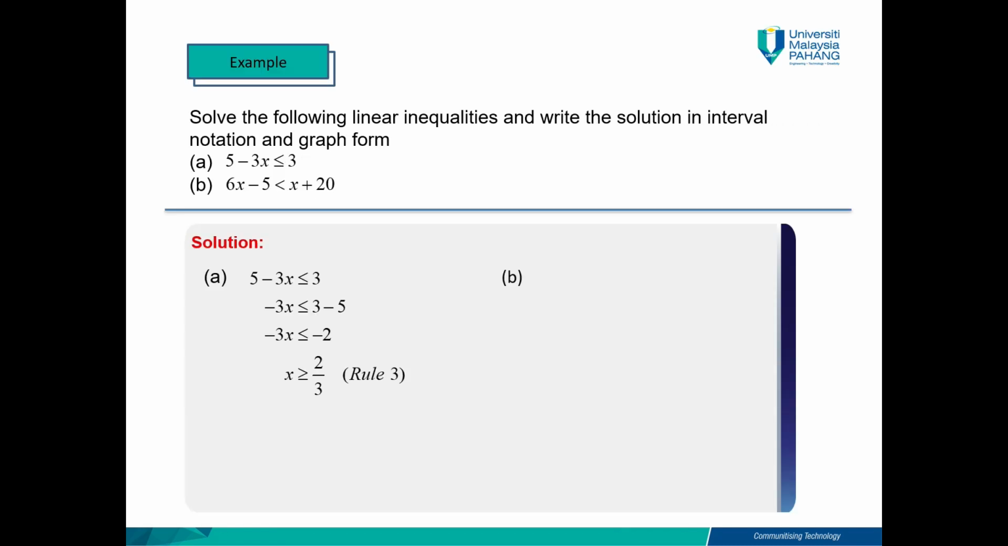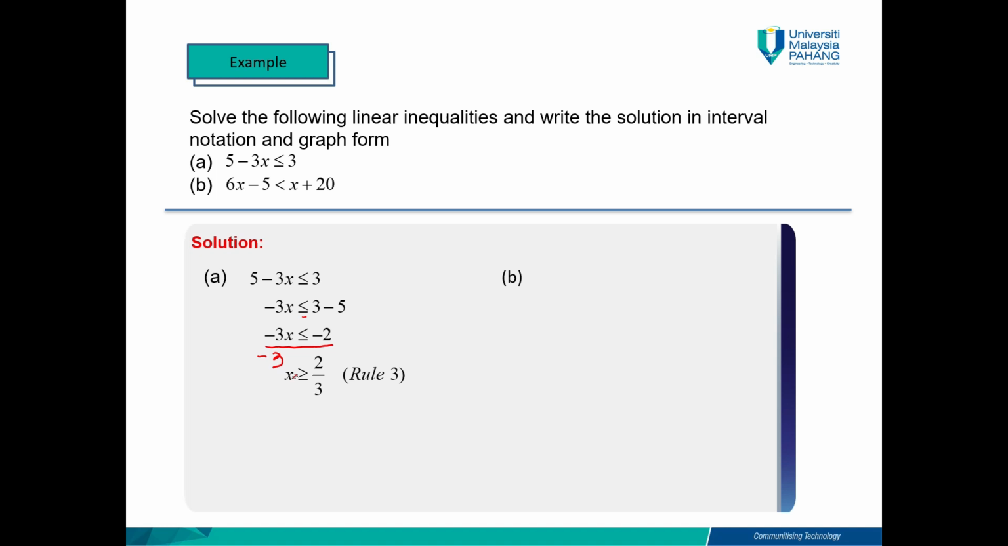Alright, let's do an example on linear inequalities. Solve the following and write the solution in interval notation and graph form. For example, we have 5 minus 3x less than or equal to 3. First of all, we subtract 5 from both sides of the inequality. So we have minus 3x less than or equal to 3 minus 5. The sign doesn't change. So then we have minus 3x less than or equal to minus 2. And then to solve for this, we need to divide everything by minus 3.